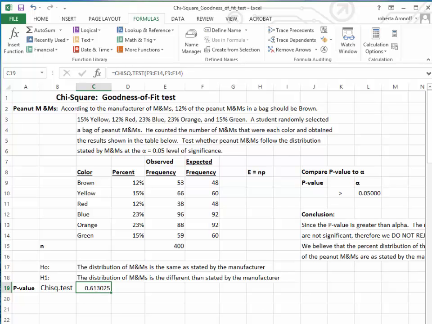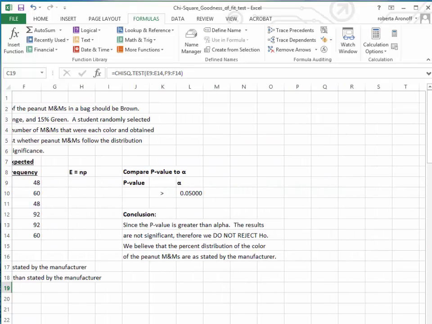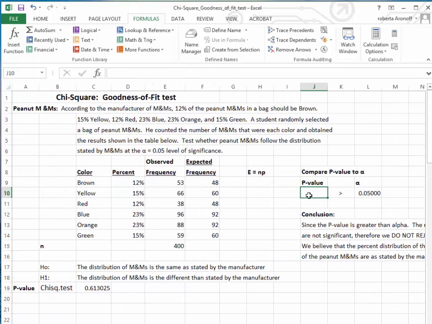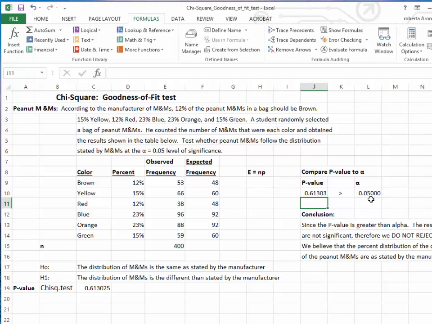Now we want to state our conclusion. To do that, we determine our p-value, and the easiest way is to type equal and then copy this particular number. So we see our approximately 62% compared to our level of significance, which is 5%. Now we notice the p-value is greater than the given level of significance of 5%. Since the p-value is greater than alpha, we state that the results are not significantly different.